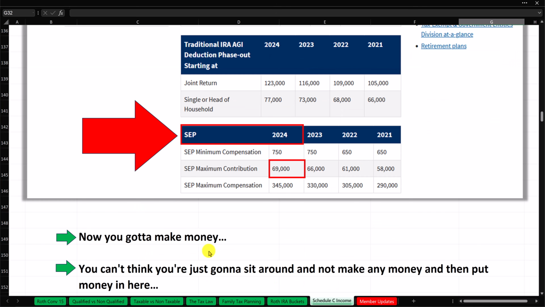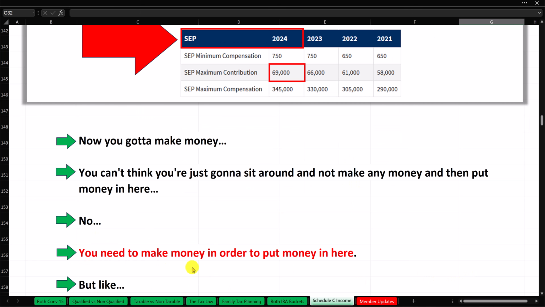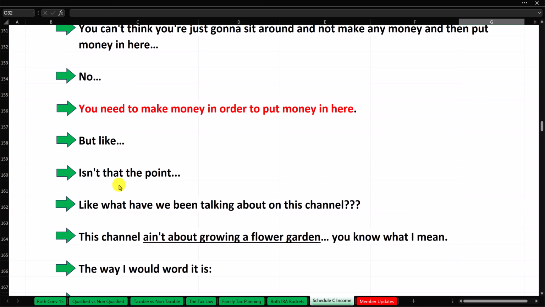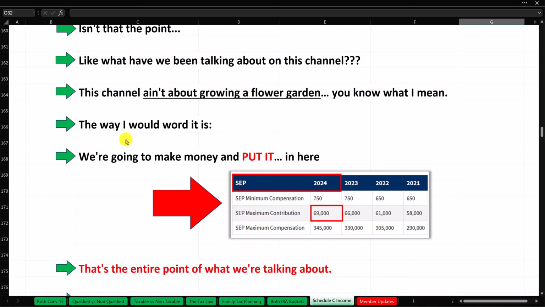Now you got to make money. You can't think that you're just going to sit around and not make any money and then put money in here. No, you need to make money in order to put money in here, in the SEP IRA. But isn't that the point? Like, what have we been talking about on this channel this whole time? This channel ain't about growing a flower garden, you know what I mean? The way I would word it is, we're going to make money and put it in here. That's the entire point of what we're talking about.